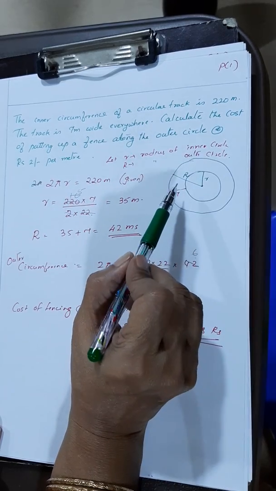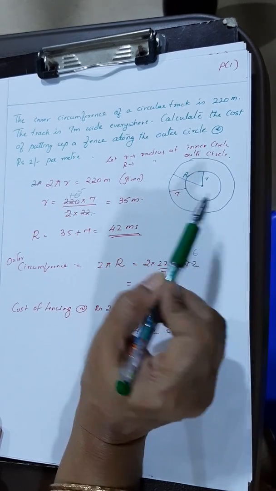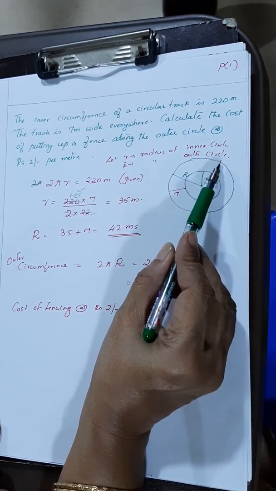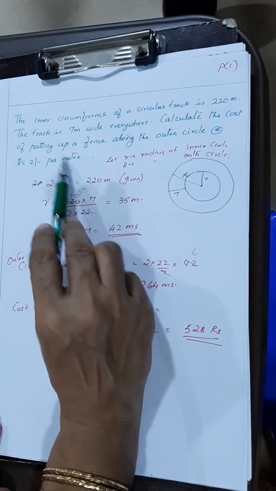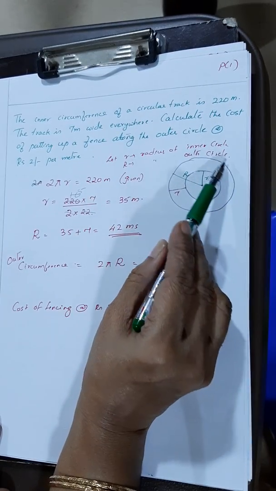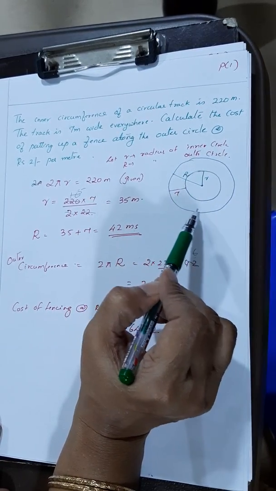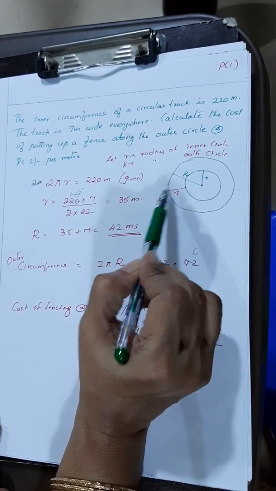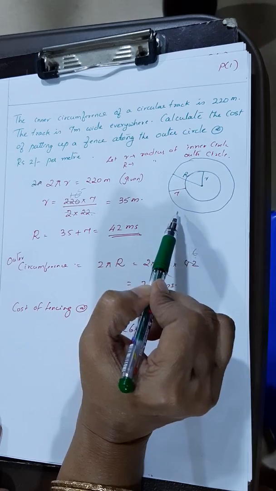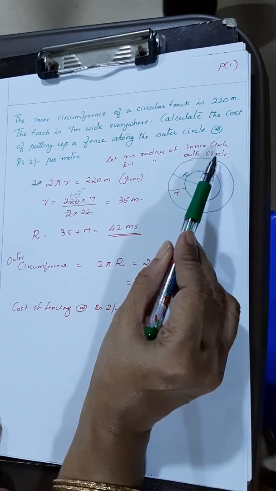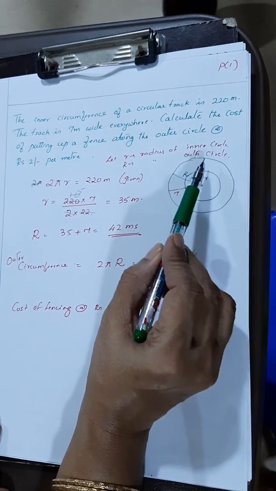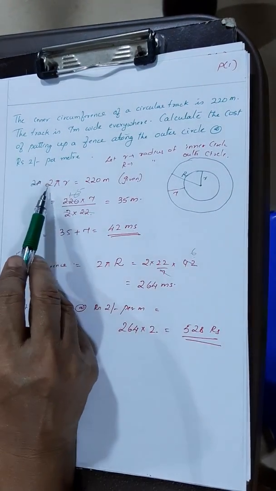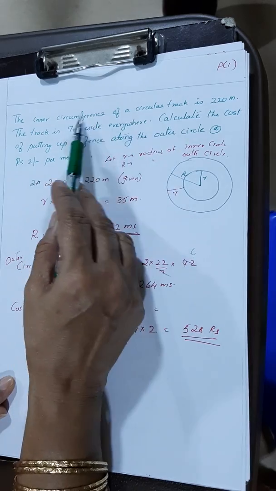Now we have to find the cost of putting up the fence along the outer circle. So you have to find the circumference of the outer circle, because you are going to put a fence. It is not laying the track. If the question was laying the track, then you would have to find the area of this track. Now you have to put a fence around the outer circle, so you have to find the circumference of the outer circle. So 2 pi r is equal to the inner circumference.